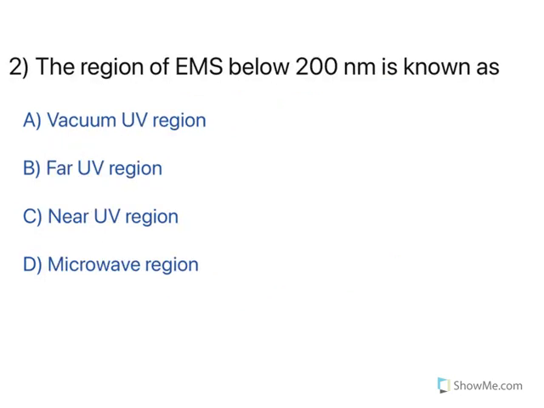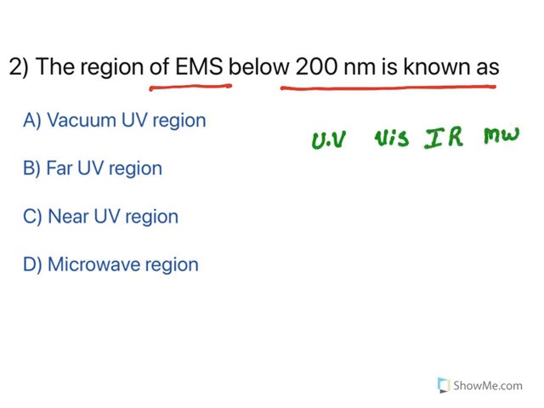Moving to the next one. Now, the region of electromagnetic spectrum below 200 nanometers is known as. Let us understand this. We have ultraviolet region, visible region, infrared radiation, and then microwave radiation. The arrangement of radiation in increasing order of wavelength is known as electromagnetic spectrum. In this, the regions which are closer to visible are known as near UV, whereas farther from visible are known as far UV.